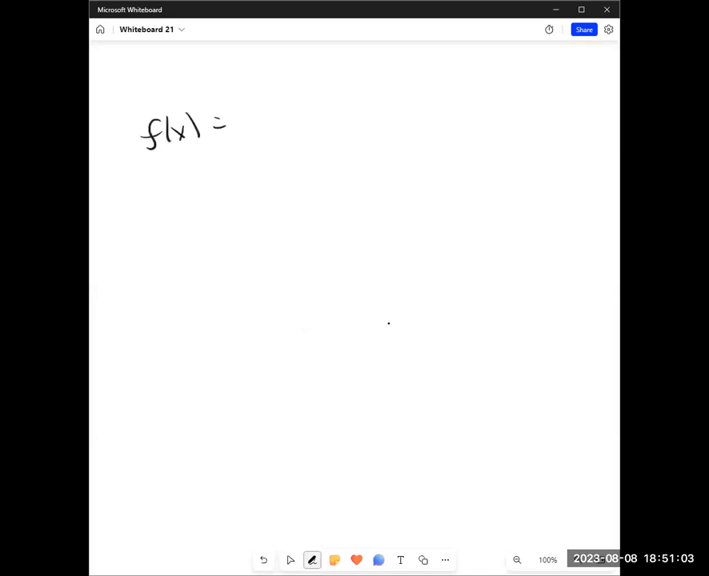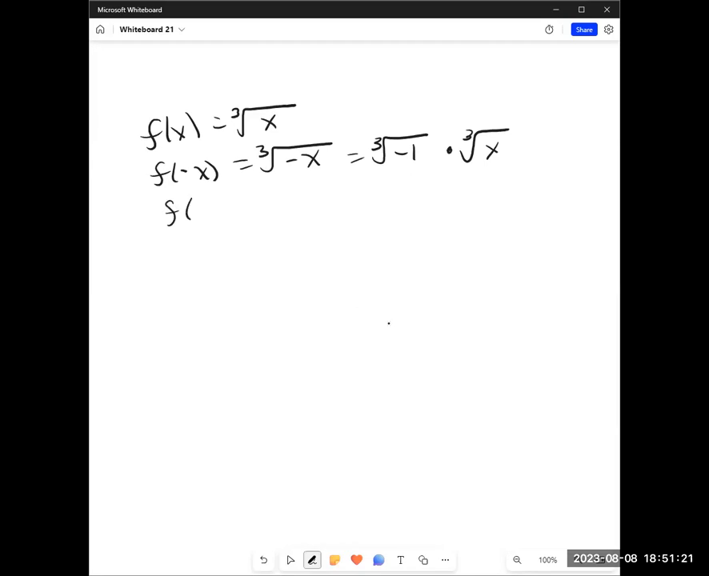f of x is equal to the cube root of x. So when I stick in a negative x, the cube root of negative x is going to be the cube root of negative 1 times the cube root of x. f of negative x is going to be a negative cube root of x, which is a negative f of x, which makes this an odd function.